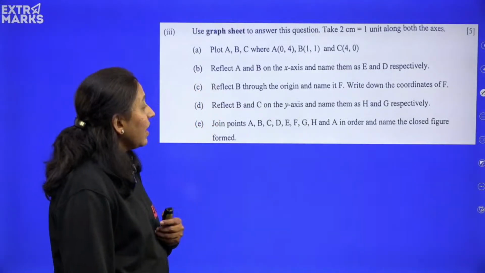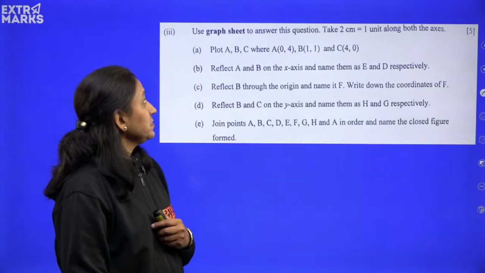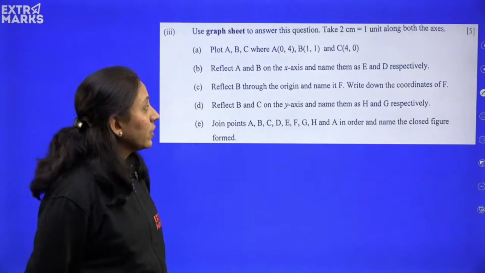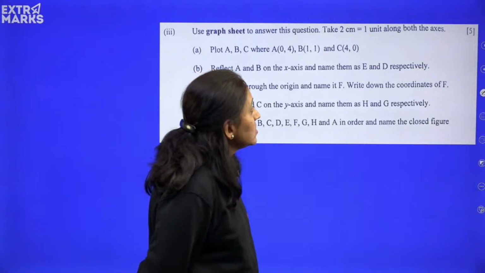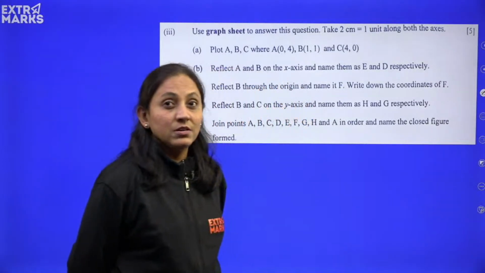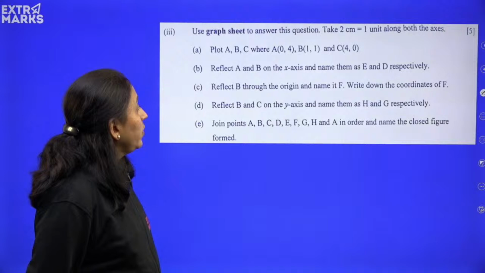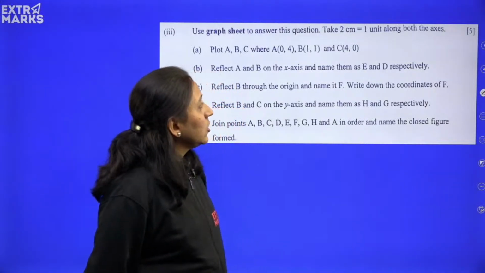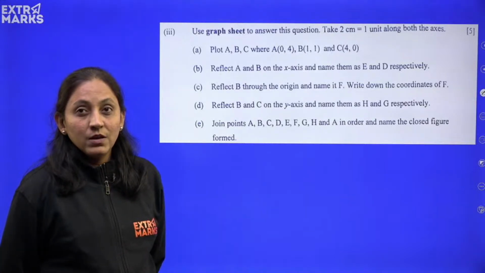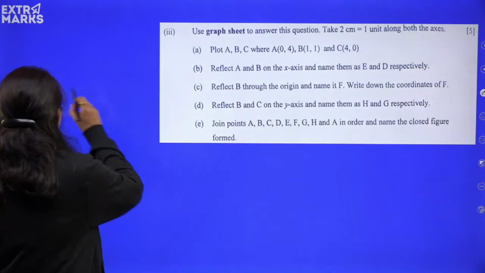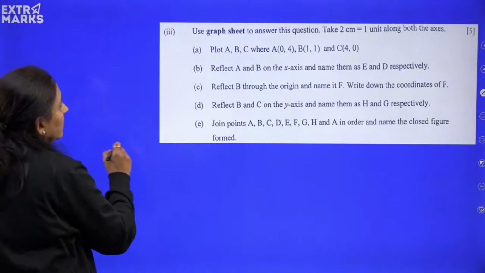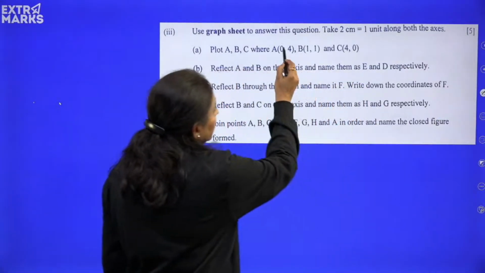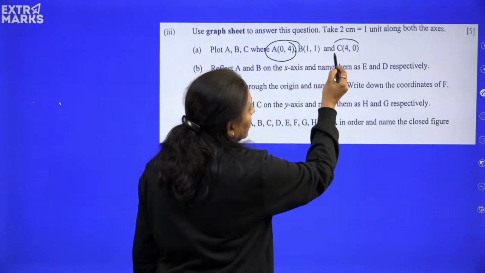Okay, the next question. Use graph sheet to answer this question. It says take 2 centimeter is equal to 1 unit along both the axes. Plot ABC where A is 0, 4, B is 1, 1 and C is 4, 0. So, here in this problem, this may be the part where you may plot it wrong. You should be careful here.